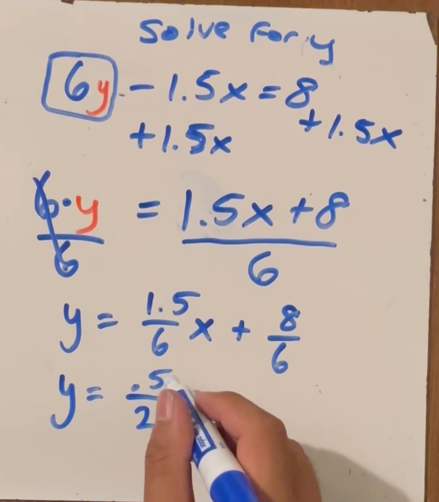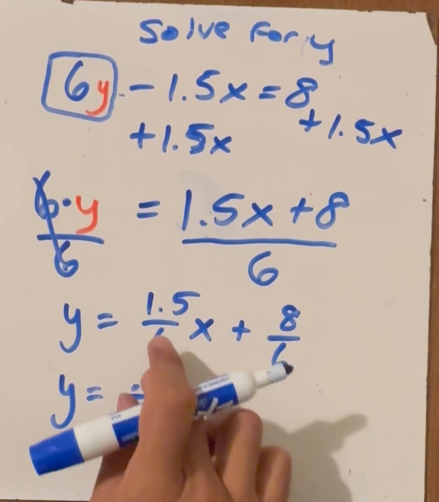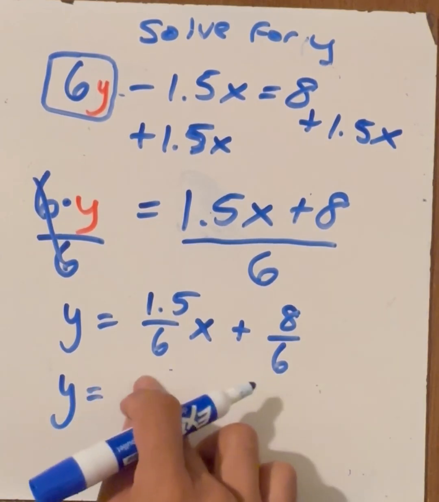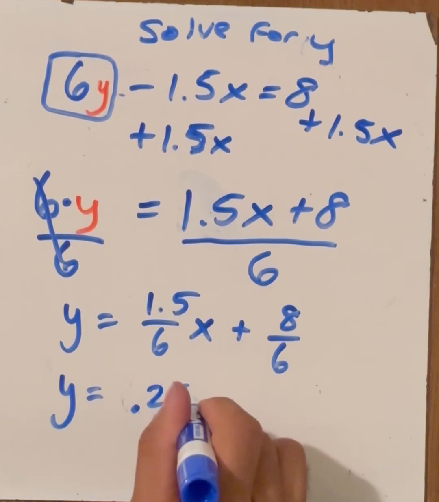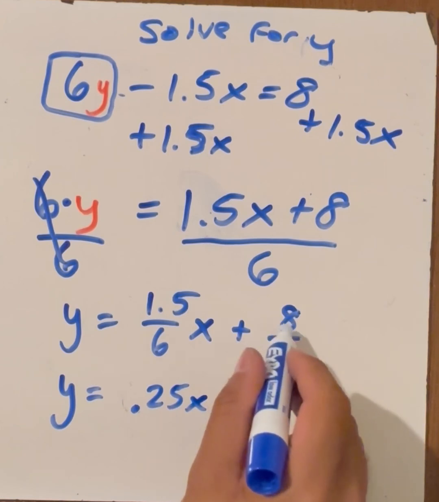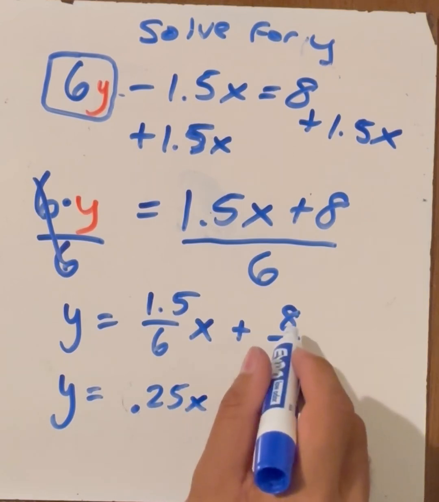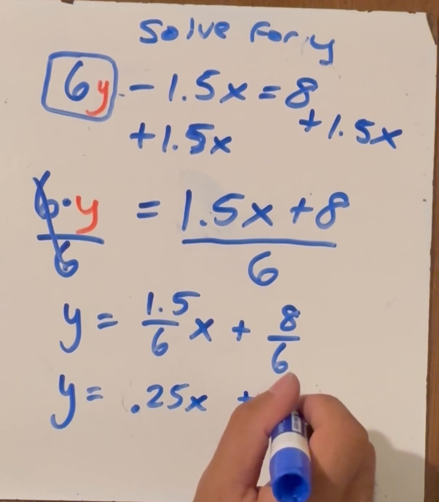Okay, if you were to put this in a calculator, you would have gotten 0.25 because 1.5 divided by 6 is 0.25. Okay, so we could say that like this instead. And then when we simplify this, when you put this in a calculator, both of these can be divided by 2. Okay, and that would make it 4 over 3, which is the same thing as 1.25.